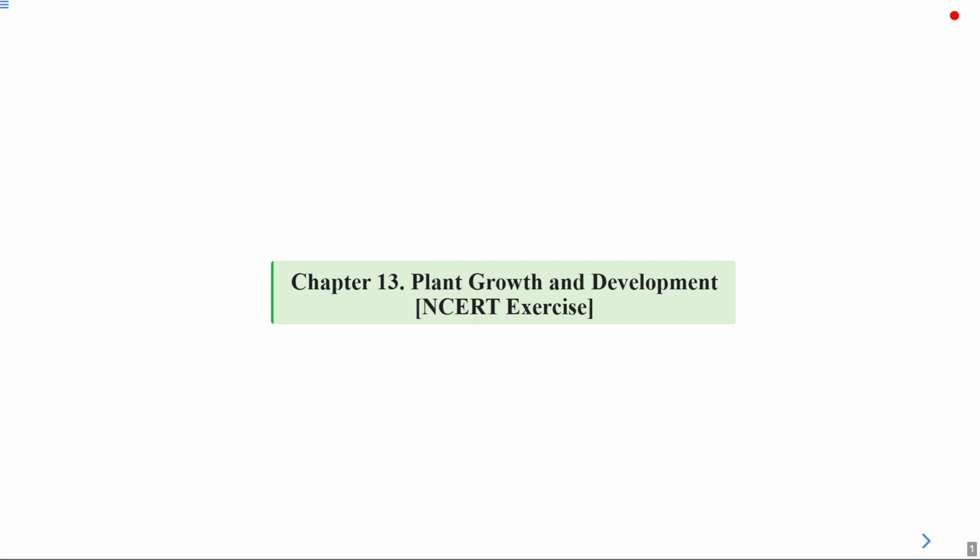Hello, students. So, we will start with NCERT exercise of chapter 13, that is plant growth and development.